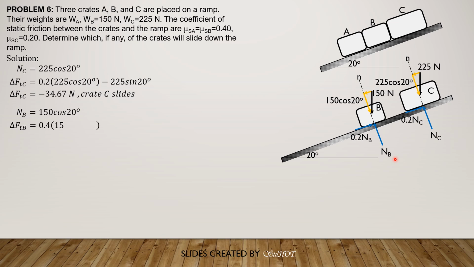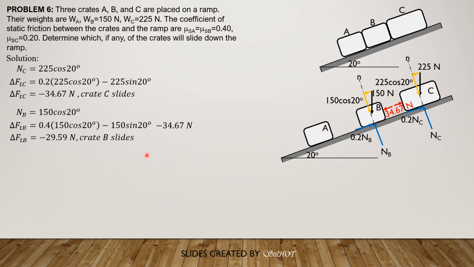Then delta FTB is 0.4 times 150 cosine of 20 degrees minus 150 sine of 20 degrees, then minus this 34.64, because it is going down the ramp, parallel to the plane of the ramp. So delta FT on B is negative 29.59. Again, this maximum frictional resistance is not enough to hold crate B here. So crate B will also slide.